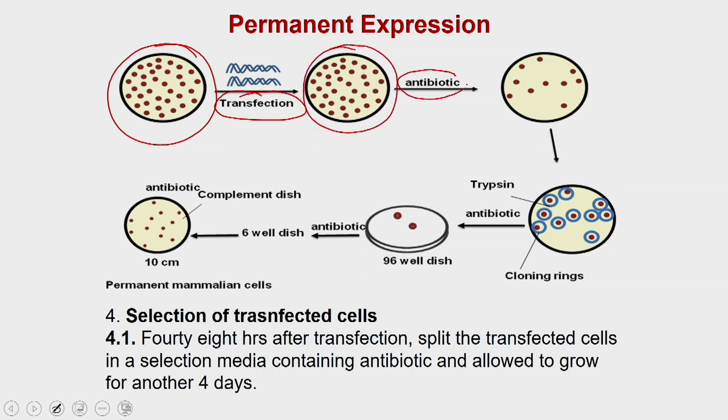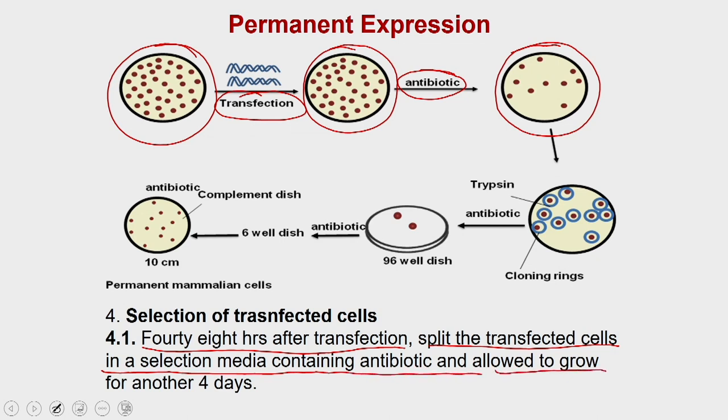Then you are going to put them under the selection pressure, either antibiotic, auxotroph, or negative selection. Once you do that, you are going to see that some of the cells are going to survive, they are not going to die, because these are the cells which are getting transfected and these are the cells you have to select. So, 48 hours after the transfection, split the transfected cells into a selection media containing antibiotic and allow them to grow for another 4 days. Which means, once you are done with the transfection, you take out these cells and plate them into another dish which contains the antibiotic and let them grow for another 4 days.